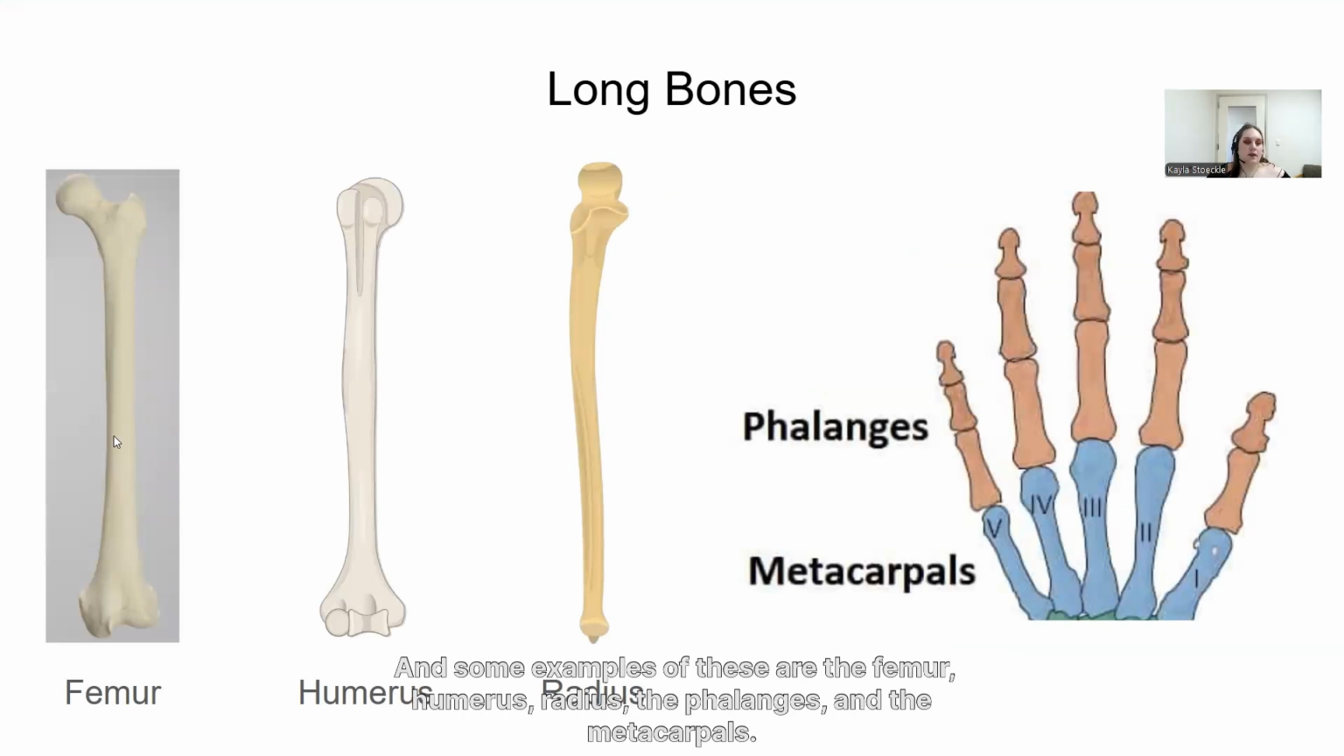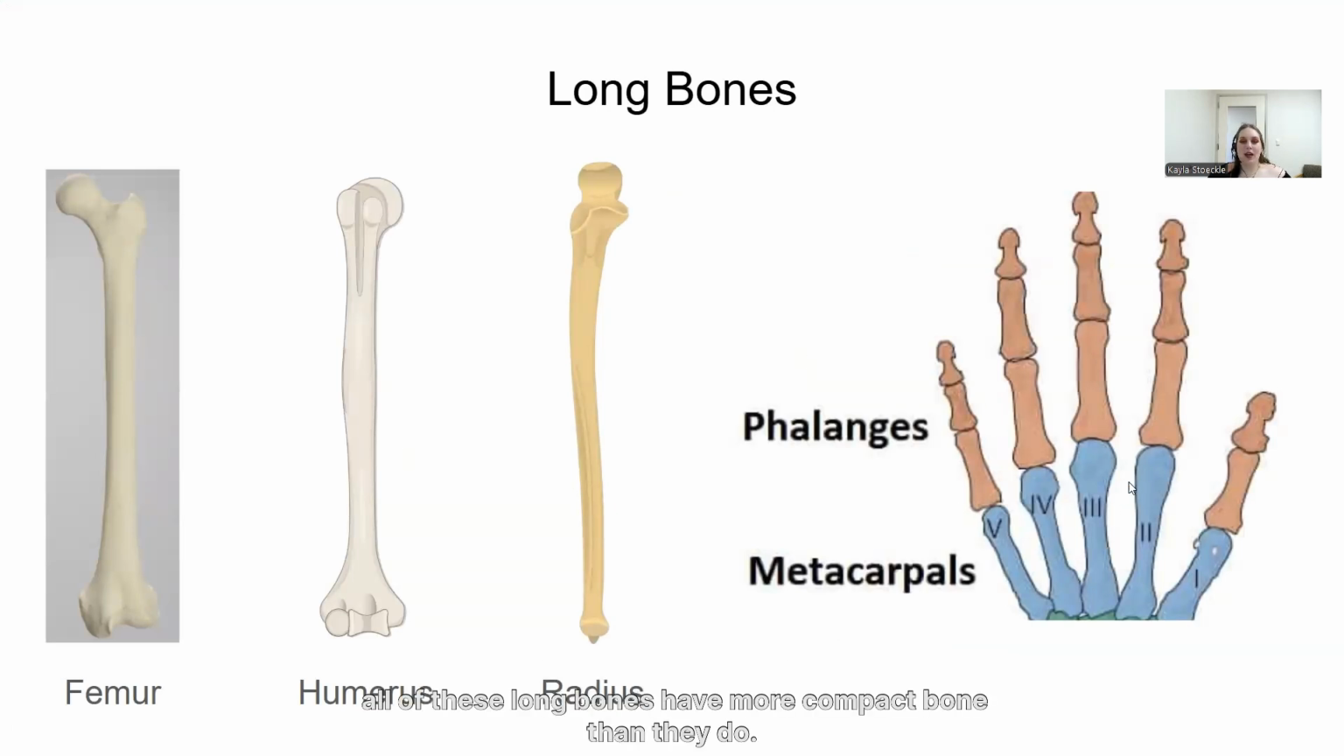And some examples of these are the femur, humerus, radius, the phalanges, and the metacarpals. All of these long bones have more compact bone than they do spongy bone, and we'll get into the specific gross and microscopic anatomy of these bones in a minute. But these are just some examples that you will go over many times.